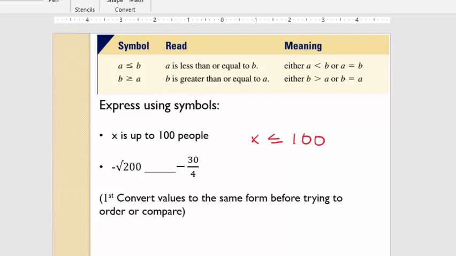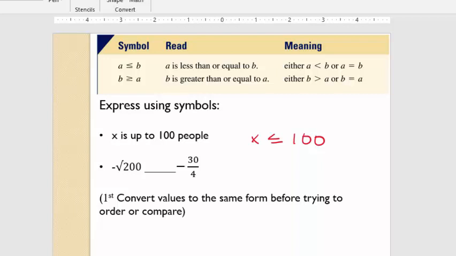So the less than sign points at the smaller number. Next I have two values, and I need to determine which one is greater than the other and express it using an inequality. So to do that, the hint is to convert each of the values to the same form before trying to compare them. So I'm going to convert them to a decimal.